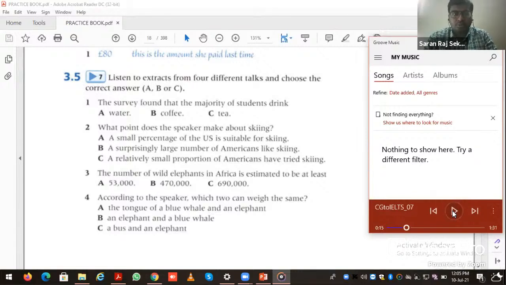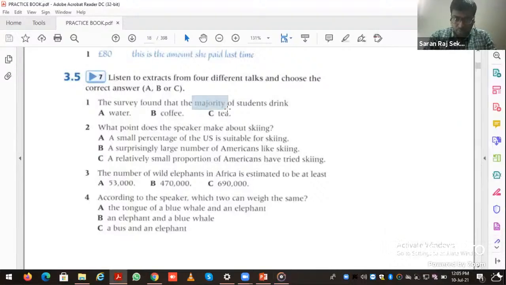Here the speaker mentioned 80, 20, and then the rest. The keyword in the question was majority. Basically, in the audio, they don't repeat the same word; they may use a synonym. But here they haven't used a synonym. They have mentioned the percentage of drinks.